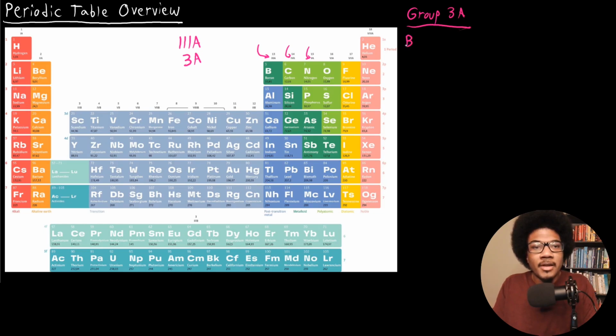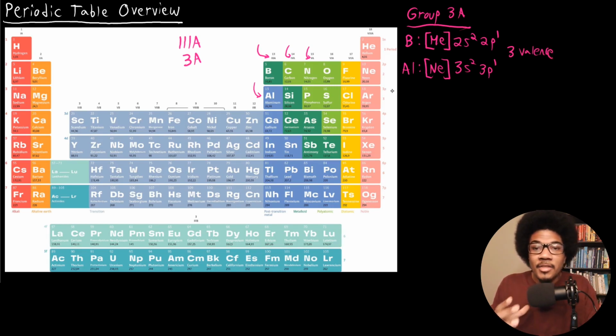If we take boron and look at its electron configuration, boron has the following: helium to signify its core electrons, 2s2, 2p1. From this, we see that boron has 3 valence electrons. What about aluminum? Aluminum's just below boron. Let's look at aluminum's electron configuration. It has neon, 3s2, 3p1. So both of these atoms have 3 valence electrons.